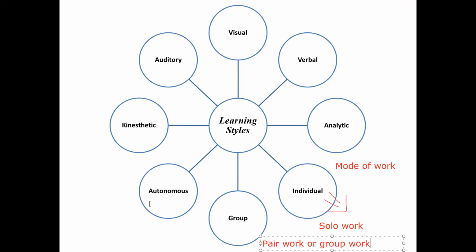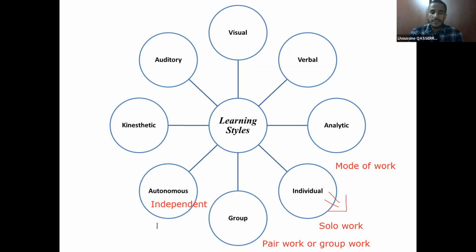Yes, if I might say something. Autonomous learners are that category who like to learn independently. They like to search for the information by themselves. No need for help from the outside world. They like to do it by themselves. So we can call them independent learners.